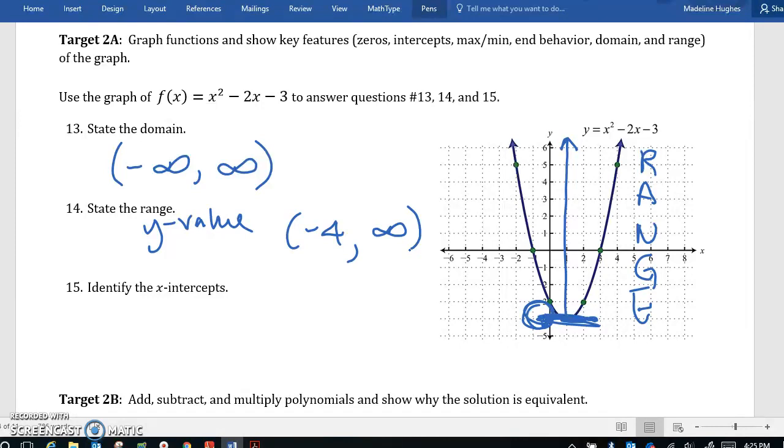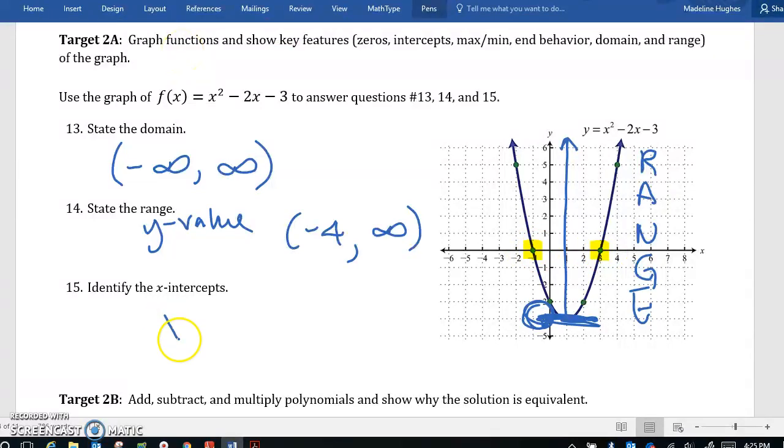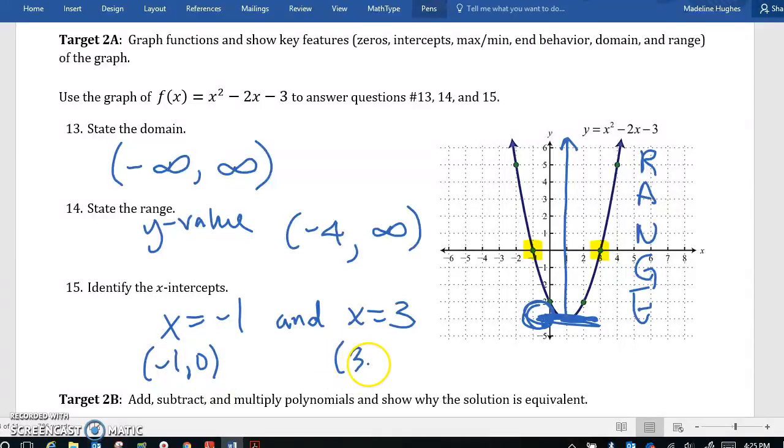The x-intercepts are anything that crosses the x-axis, which is right there and there, which are x equals -1 and x equals 3. There's two answers. We've seen it before, we write it as an ordered pair, so -1, 0 and 3, 0. That means the same thing.